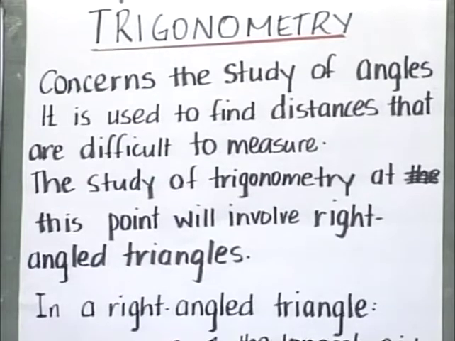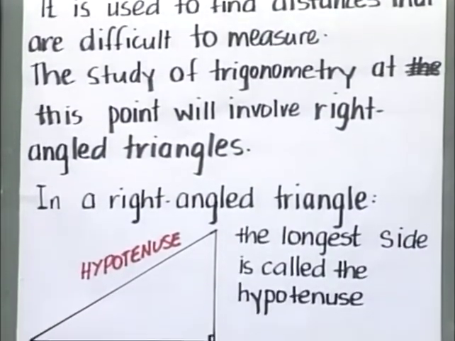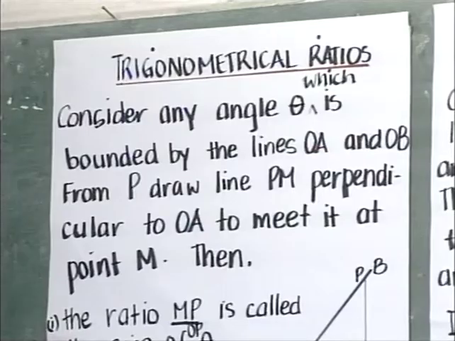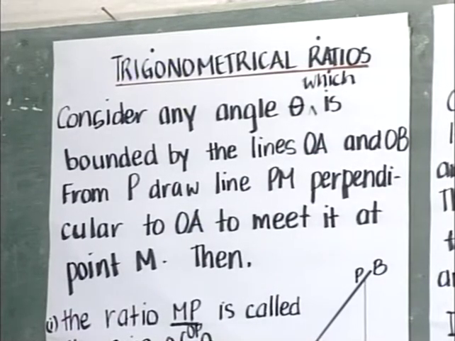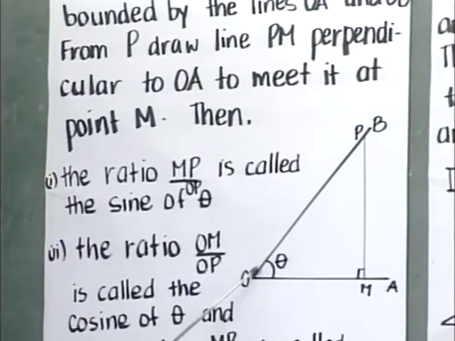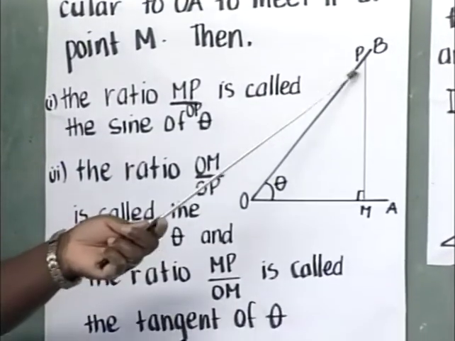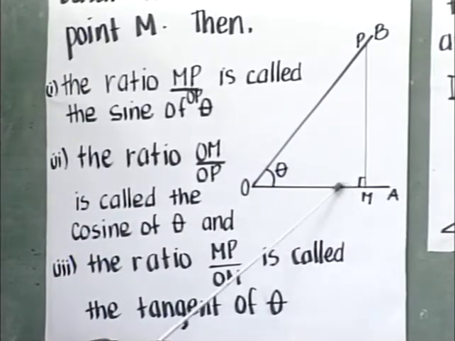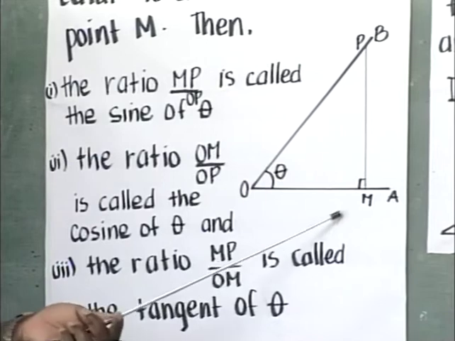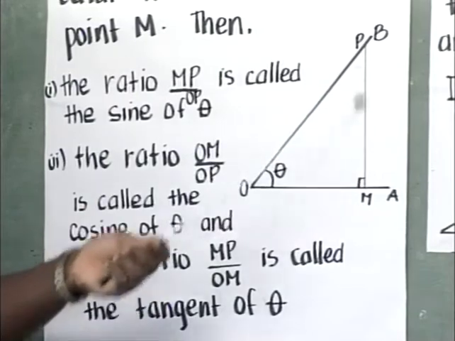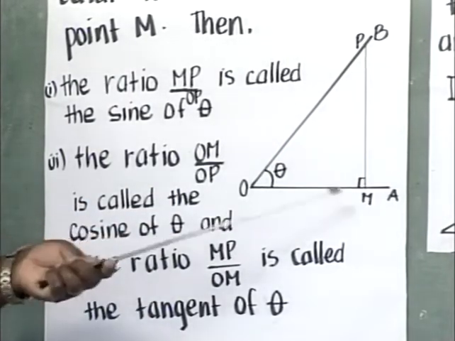Okay, so in a right angle triangle, we all know the longest side is called the hypotenuse. If you consider any angle theta, which is bounded by the lines OA and OB, from a point P we draw a line which is perpendicular to the line OA, and we call it PM. Sorry, the perpendicular line meets the line OA at M.